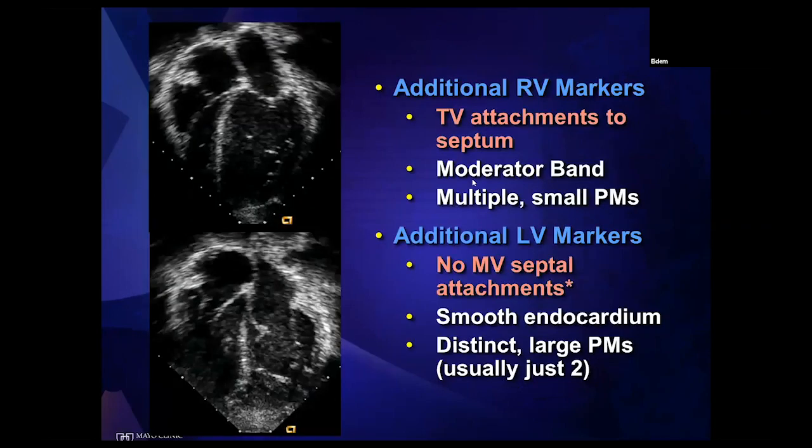Well, what are some additional markers that distinguish the right ventricle from the anatomic left ventricle? Well, the tricuspid valve has attachments to the ventricular septum in the morphologic right ventricle. Also, there's the presence of a moderator band within the right ventricle, as well as multiple small papillary muscles. The left ventricle is distinguished in that the mitral valve has no septal attachments to the ventricular septum, has a relatively smooth endocardial surface, and it typically will have two large, distinct papillary muscles.